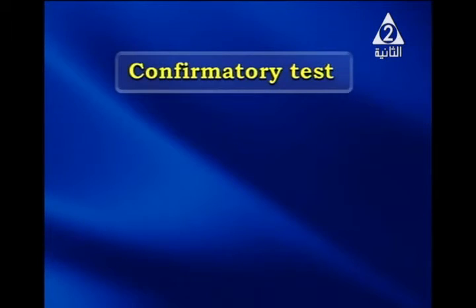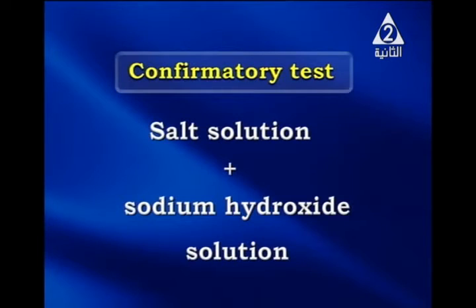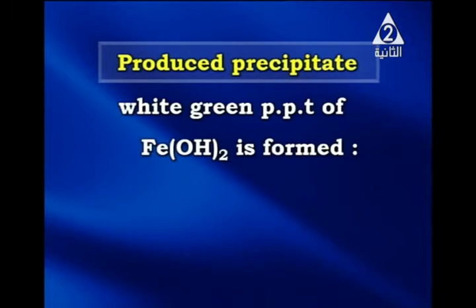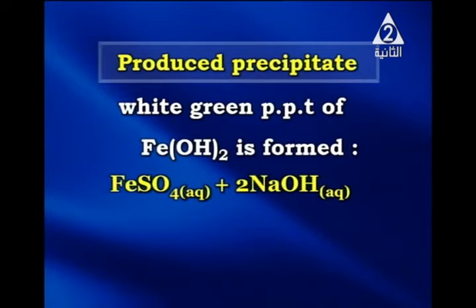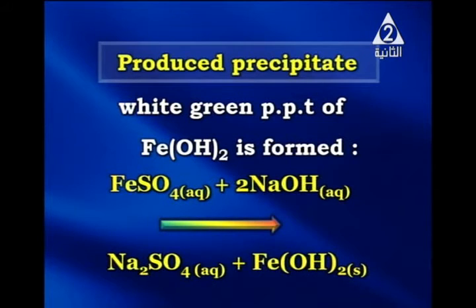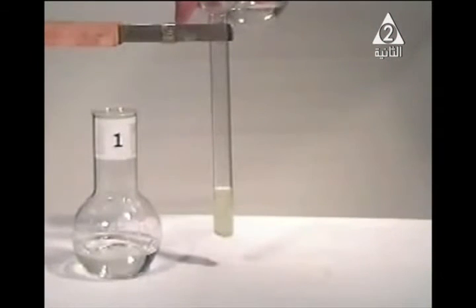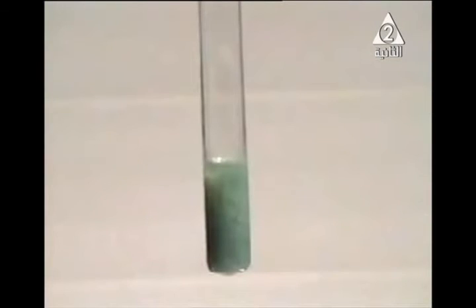And the confirmatory test here, the salt solution plus sodium hydroxide solution, gives a white green precipitate of iron 2 hydroxide. As the equation appears on the screen, iron 2 sulfate plus sodium hydroxide gives sodium sulfate and white green precipitate of iron 2 hydroxide, as the following animation will show. Now, my dear students, if you add the sodium hydroxide solution to iron 2 salt solution, iron 2 chloride, it gives white green precipitate of iron 2 hydroxide.